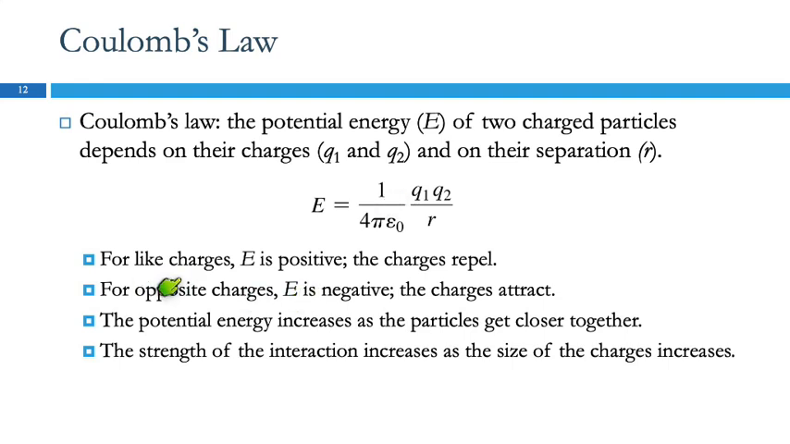If we have two like charges, two positives or two negatives, then E will be positive, and that means the charges repel each other. The energy depends on the magnitudes of the charges, and it also depends on the distance between them. The further apart they are, the less attractive or repulsive force there is. So the magnitude of the energy increases as they get closer together, and it increases when the size of the charges increases.